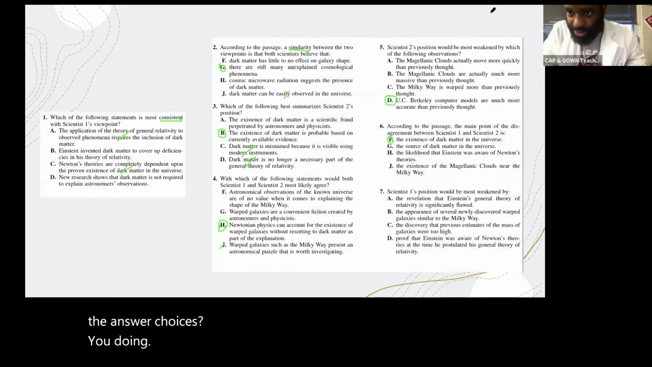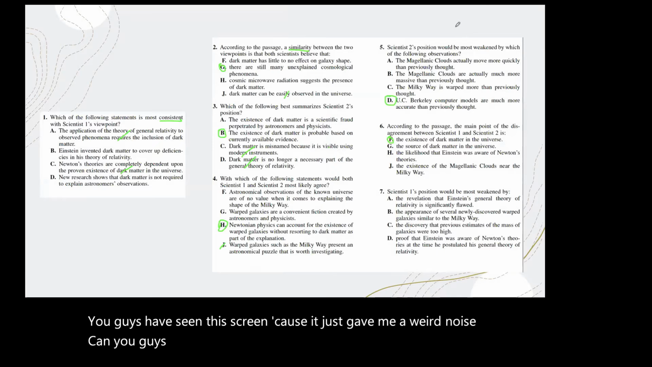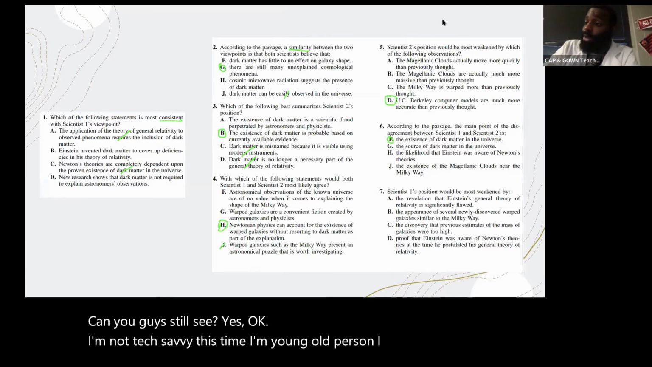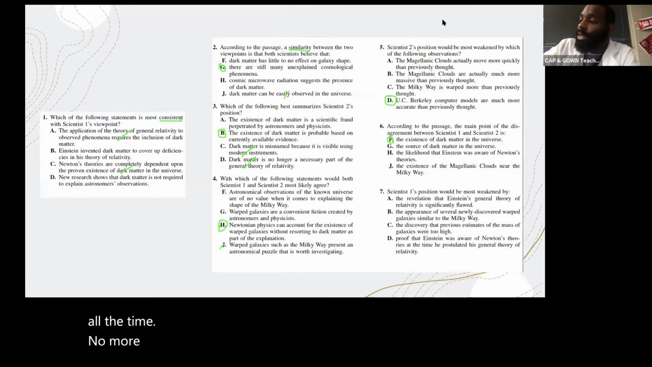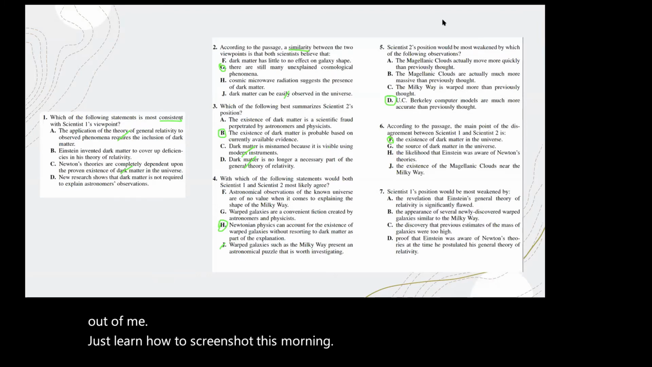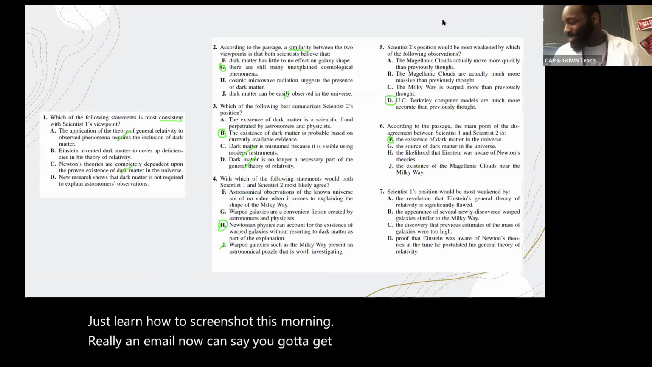Are you guys still seeing the screen? Because it just gave me a weird noise. Can you guys still see? Yes. Okay. I'm not tech savvy. Listen, I'm a young old person. I tell people that all the time. I know nothing more about technology than anything. I can go to Google, I can take a picture. That's about all you're gonna get out of me. Just learned how to screenshot this morning. Really? No, oh, man. I'm just joking. You know, I was gonna say you gotta get it in gear. I'm just joking with you.